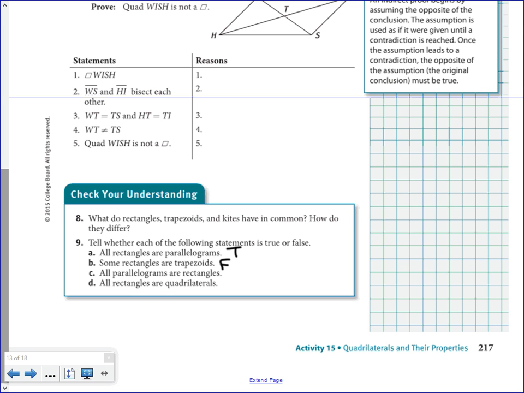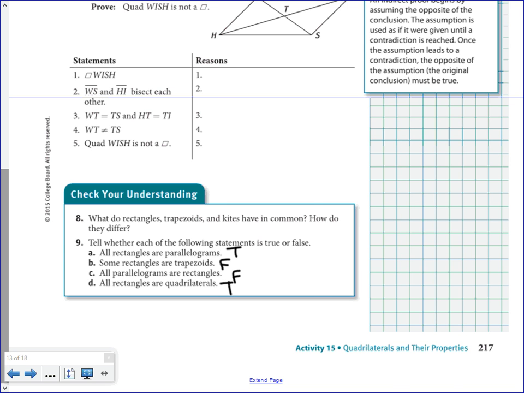All parallelograms are rectangles. That's false. A parallelogram could be a rectangle, but it doesn't have to be. So not all of them are going to be rectangles. All rectangles are quadrilaterals? Yes, that is true. All of them are absolutely, for sure, going to be a quadrilateral.